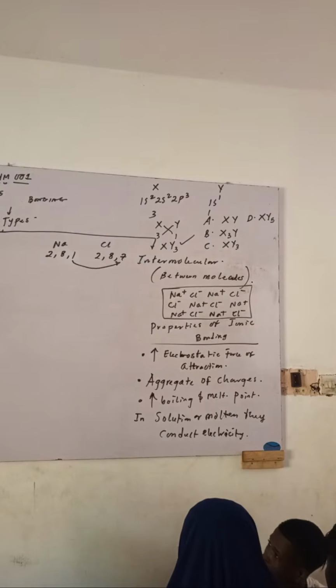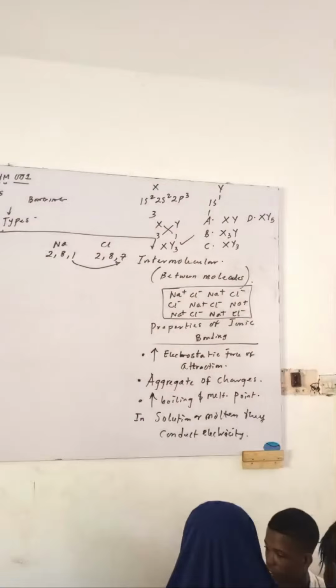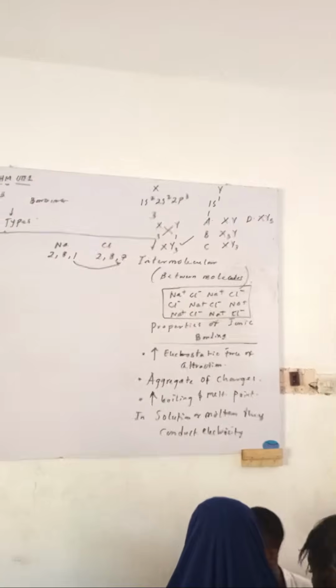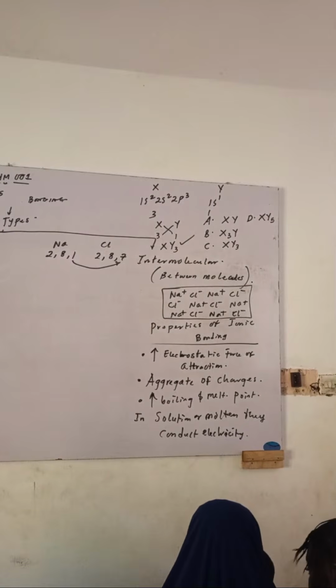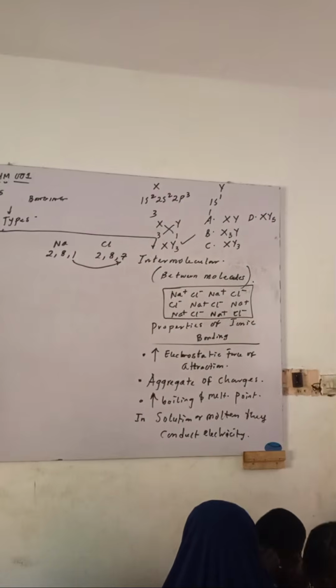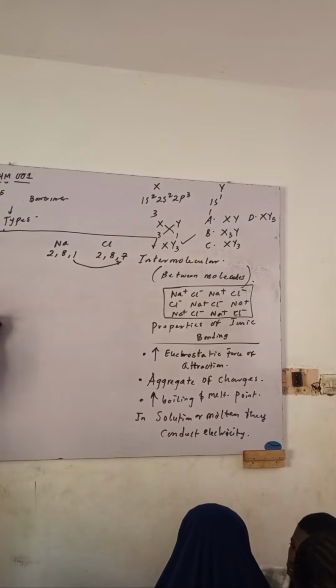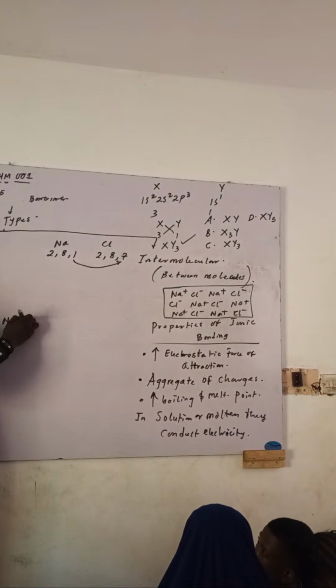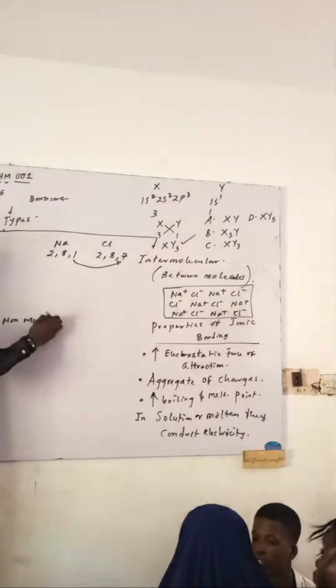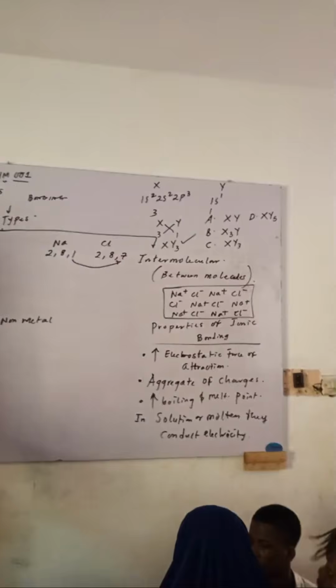Number 2, covalence. When it involves covalent bonding, it usually involves a non-metal and a non-metal.